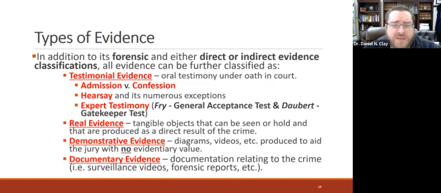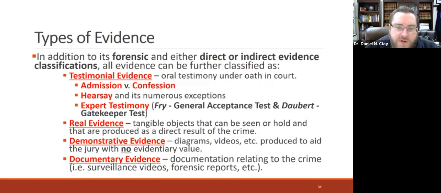We talked a little bit about hearsay. Hearsay is this idea of you come into court and tell me what you heard some other person say. Generally, we don't allow it, but there are numerous exceptions to hearsay, which can allow hearsay to come into play. Right? And again, those are articulated in the rules of evidence as well as case law.